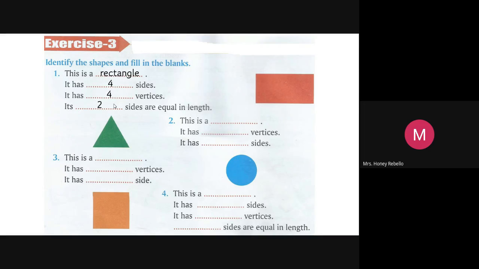Opposite sides. It's not 2, it's opposite sides. Opposite, opposite. Opposite sides are equal in length. Please correct it, children. It's not 2. It's opposite sides are.